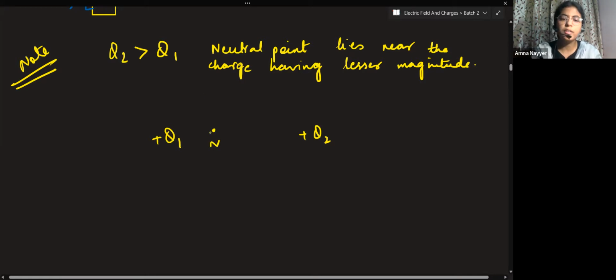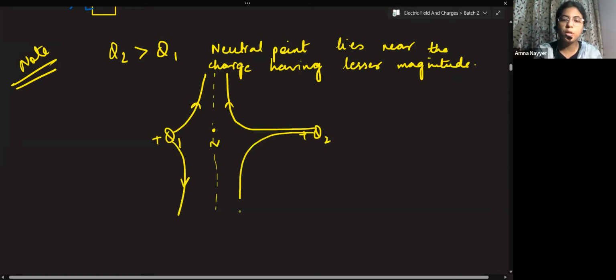All right. So if I draw electric field lines for Q2, these will move away from the charge. For Q1 also, they will move away. But at the neutral point, they won't be crossing. There will be no electric field line at this neutral point. So for Q1 positive, it will move away. For Q2 positive, it will move away. These will be the directions of the electric field lines.